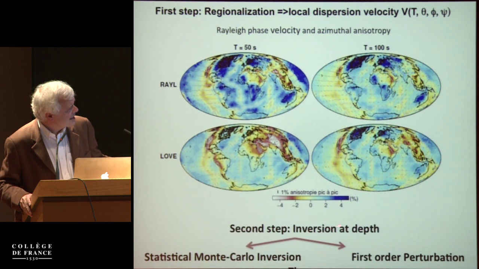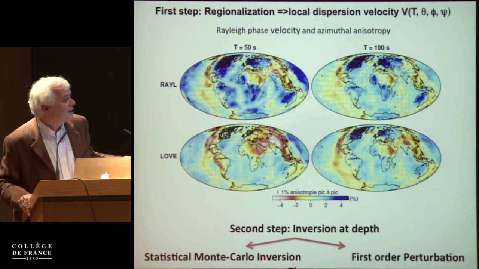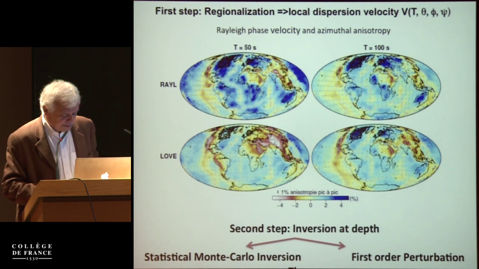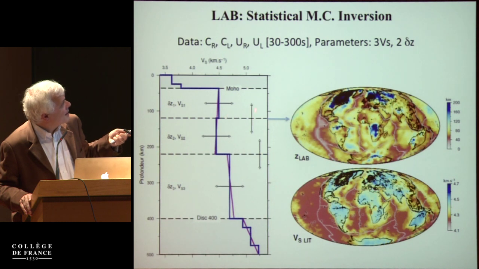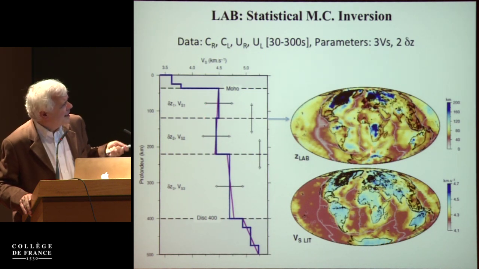In a second step, which will give us access to the lab, we use two different techniques. We use a statistical Monte Carlo inversion and a first-order perturbation theory, starting from this phase velocity map. For the Monte Carlo inversion, as I told you, we explore the parameter space. It's only an isotropic Monte Carlo inversion. And when we do that, we have access to Z lab, which is actually the depth of this discontinuity here, and we have access also to the velocities in the lithosphere and in the asthenosphere and even deeper. And that is what we get.